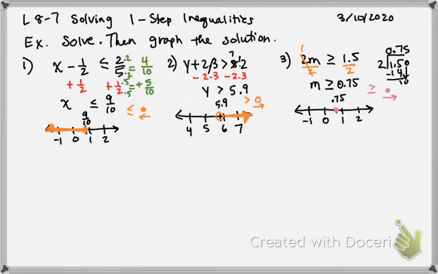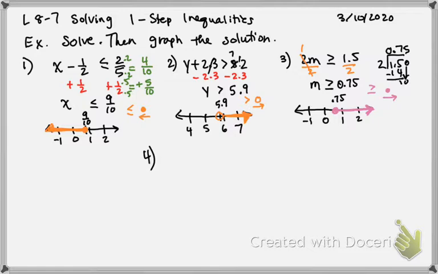Sometimes it doesn't let me draw circles very easily. And then I color to the right for greater than. Make sure I can tell whether you're open or closed. And then the last question, I'll put right here.